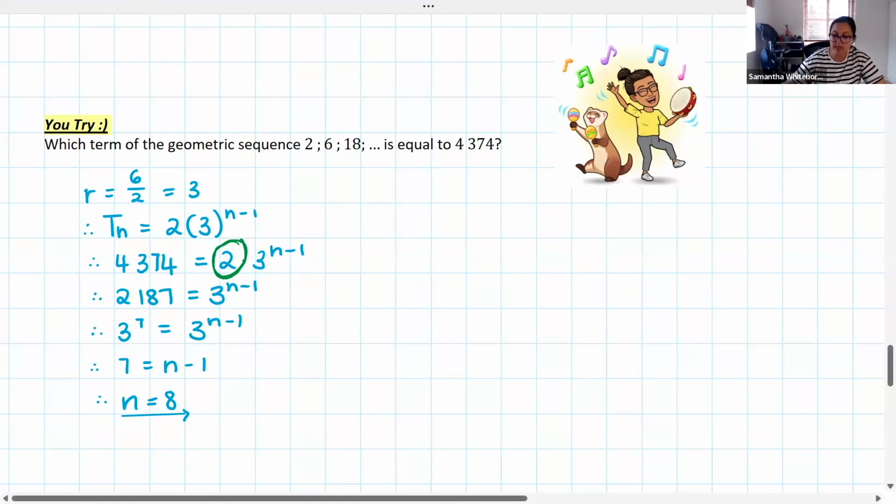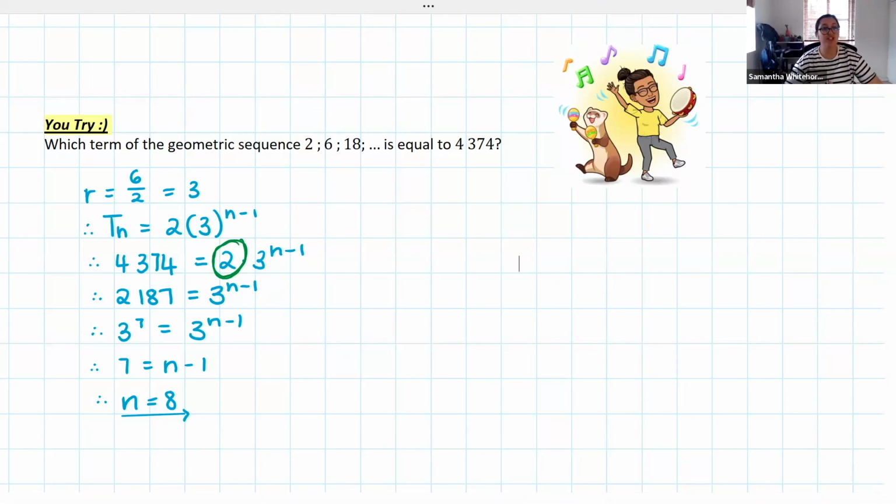So divide it away, get your bases to be the same. My brain has just stopped. Get your bases to be the same. Use your calculator if you need to. And you get that n is equal to 8.